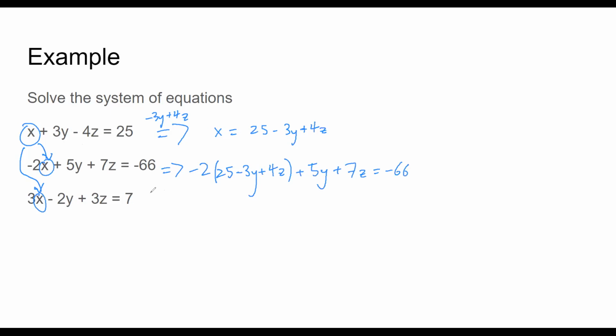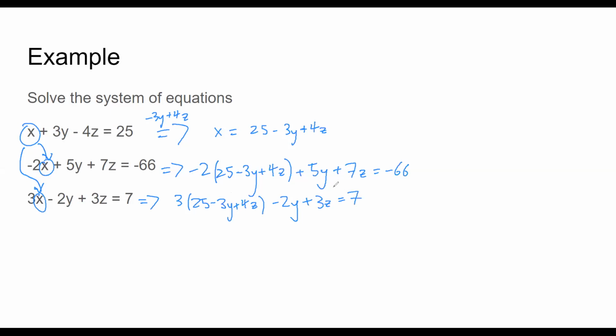And here we do the same thing over here on the bottom. So we have 3x, and x is 25 minus 3y plus 4z. And then we finish writing here, minus 2y plus 3z is equal to 7.